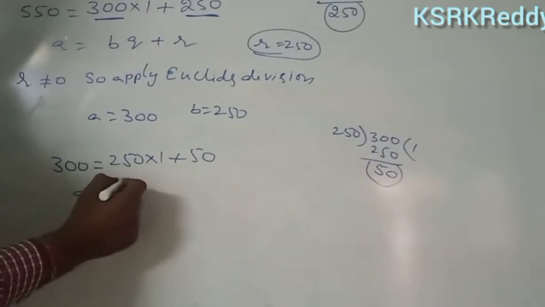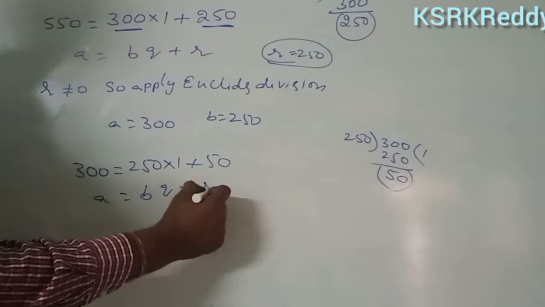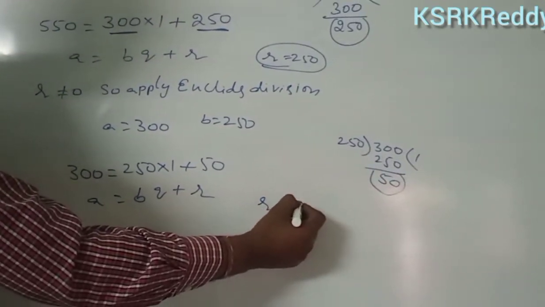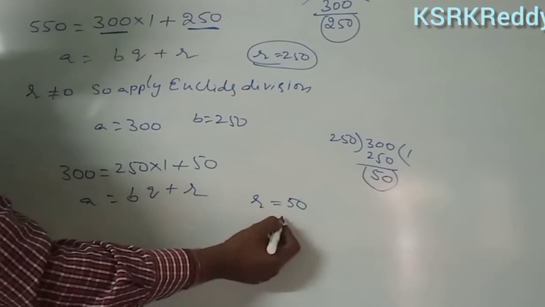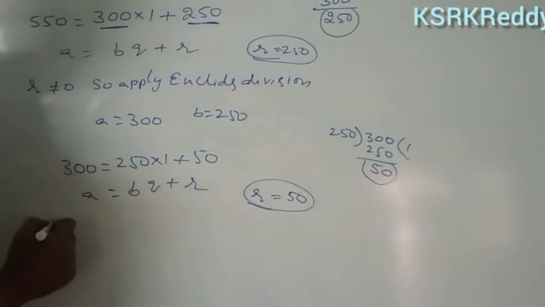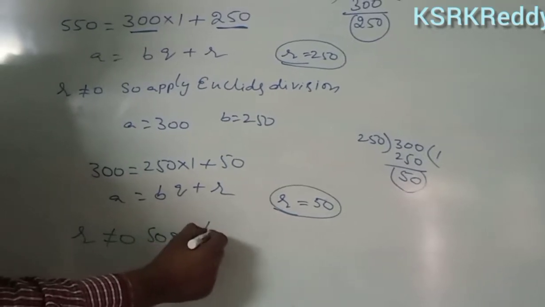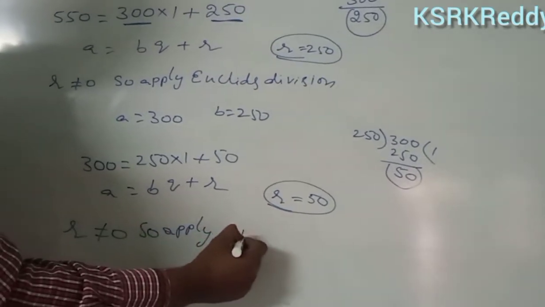Dividend equals divisor into quotient plus remainder, so A is equal to BQ plus R. Here also R is 50. So R is not equal to 0, so apply Euclid's division.